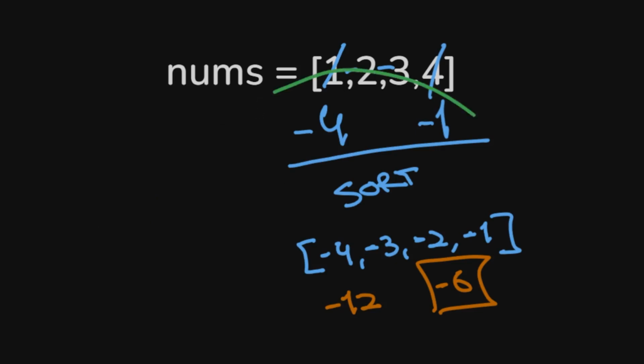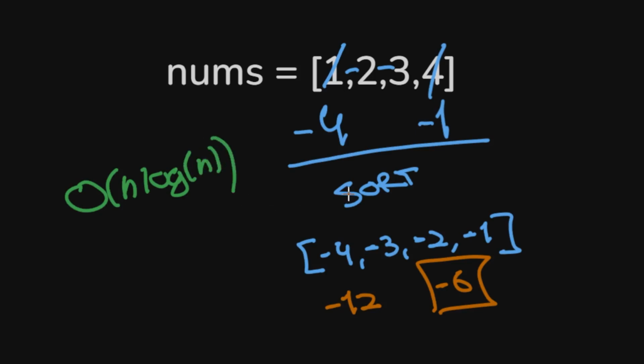Time complexity for this solution is big O of n log n, which is given mostly by sorting the array that we are given. Space complexity would be big O of n because this is required for sorting in Python. So with this in mind, let's go with the code.